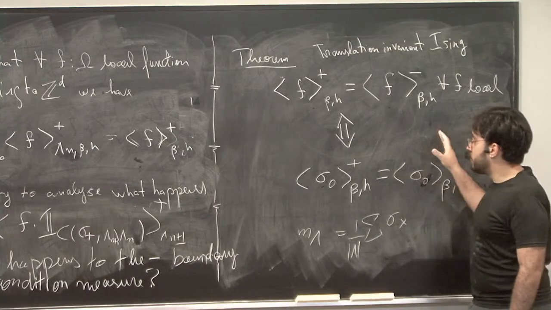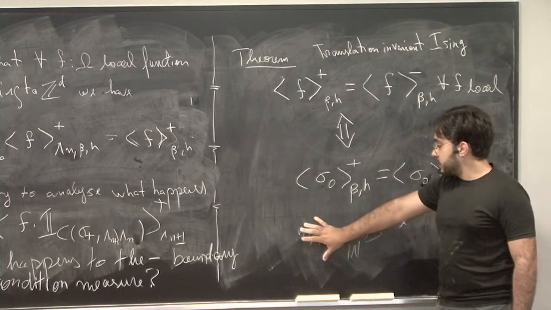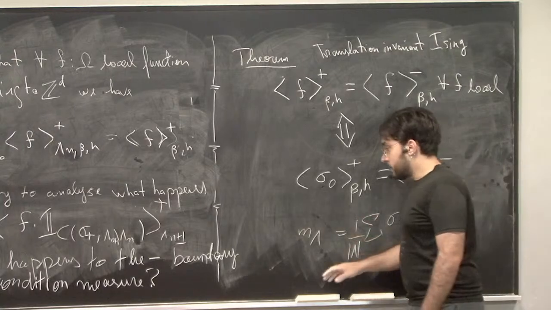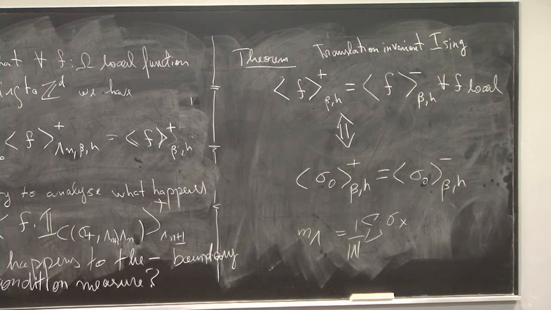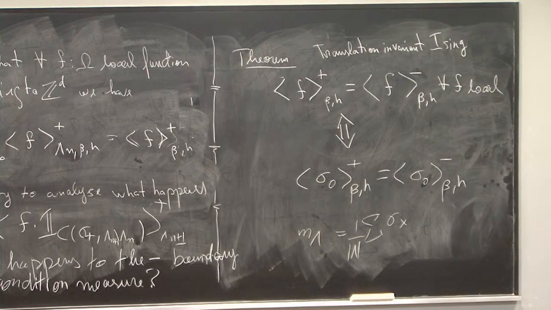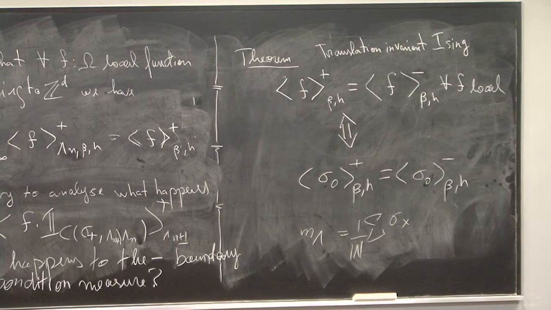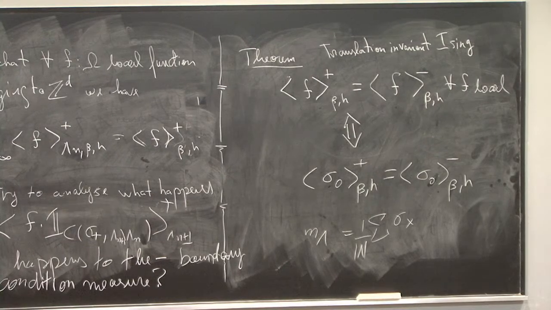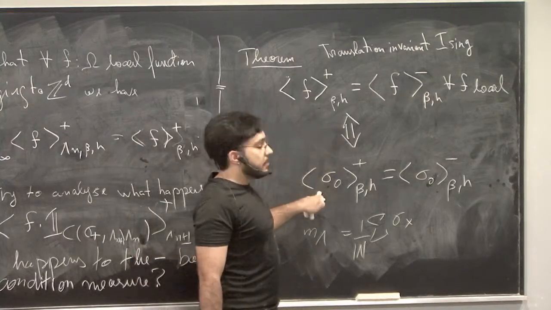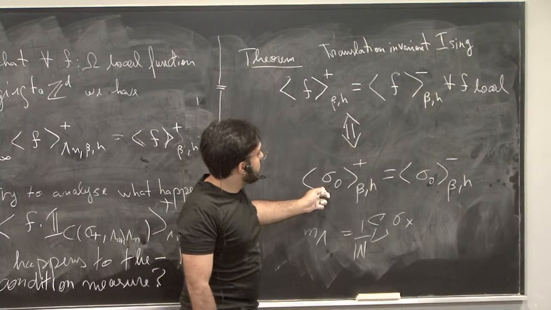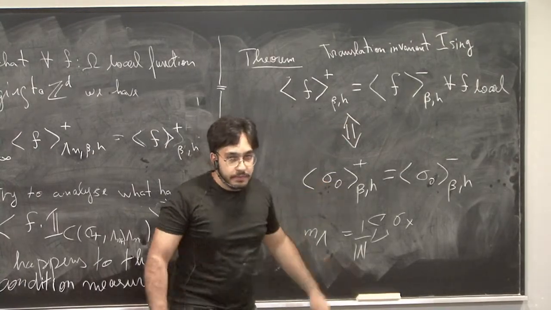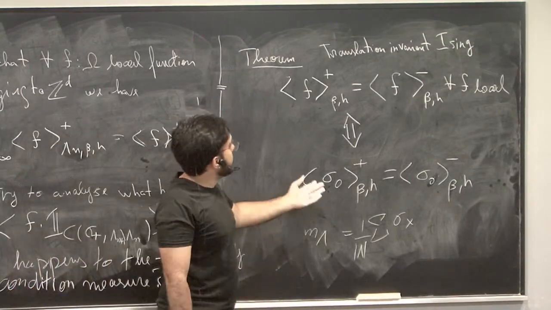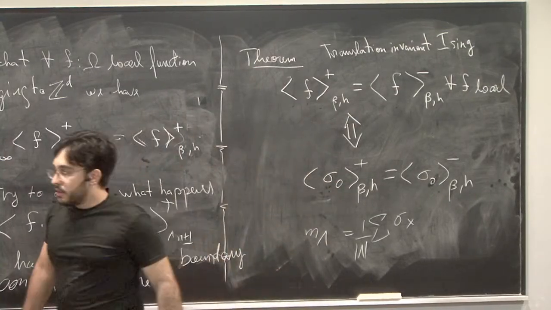So after I prove this theorem, I will say how the magnetization density relates to these things right here in the limit. But first, let us prove the theorem. The first implication is obvious because sigma 0 is a local function. So if f is equal to sigma 0, if this equality holds for any f local, then it will hold for this. So the only part that we need to show is that this equality implies that equality over there.